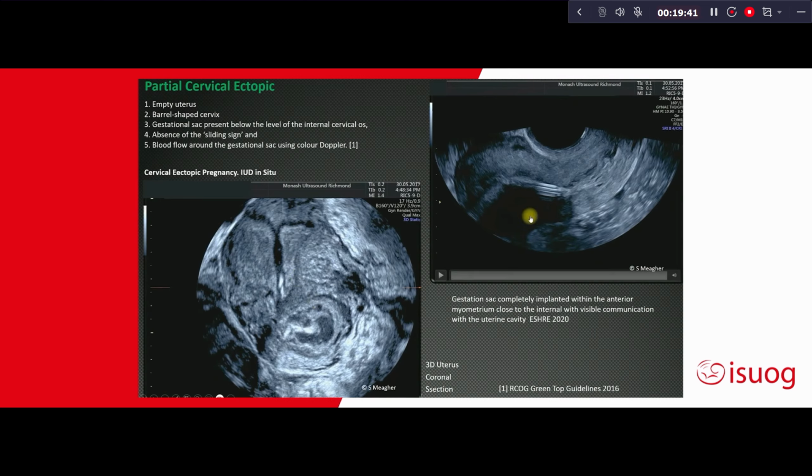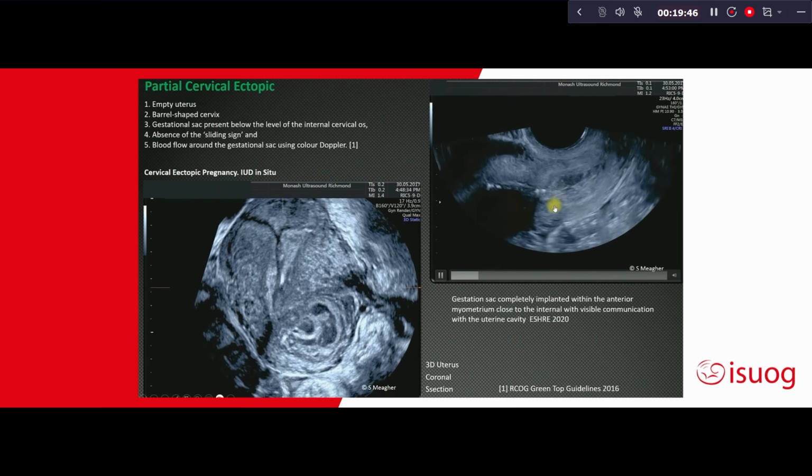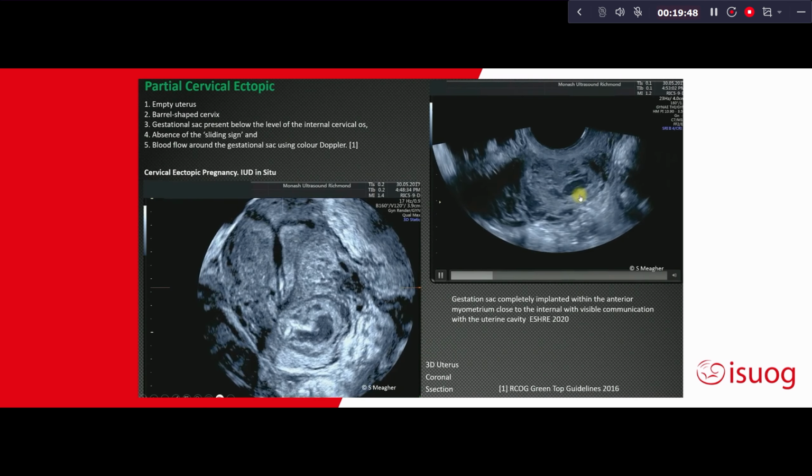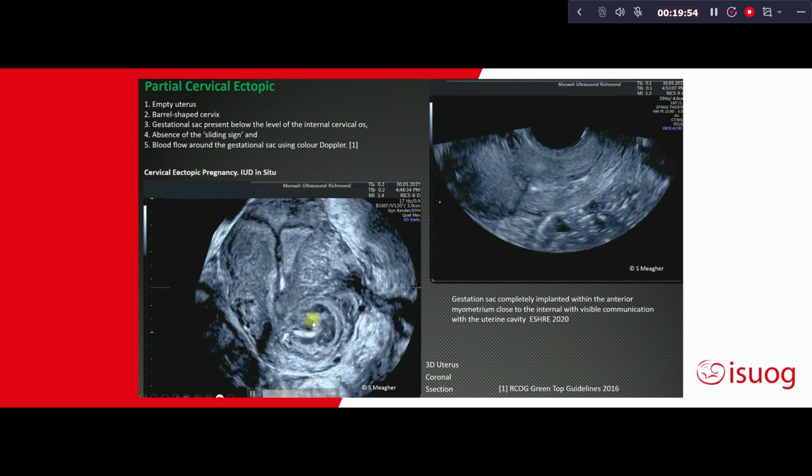And remember, if you ever see an IUD in situ and a coexistent pregnancy or possibly a HCG, it's likely to be a coexistent ectopic pregnancy. And in this case here, another partial cervical ectopic pregnancy.